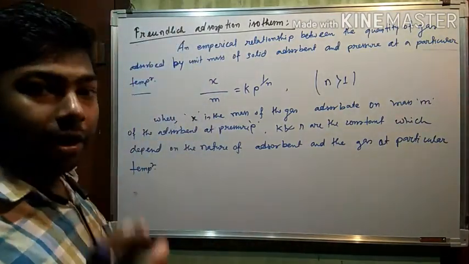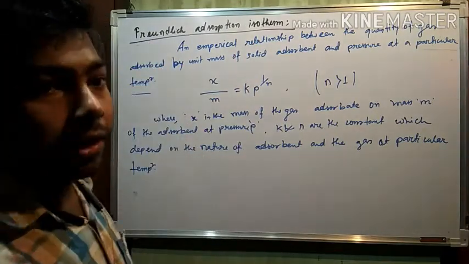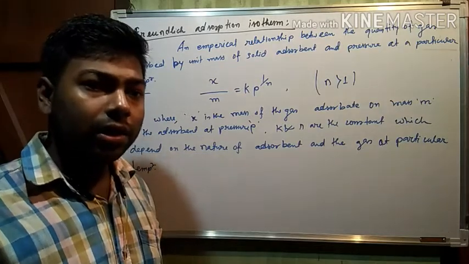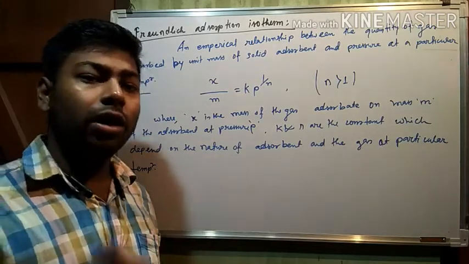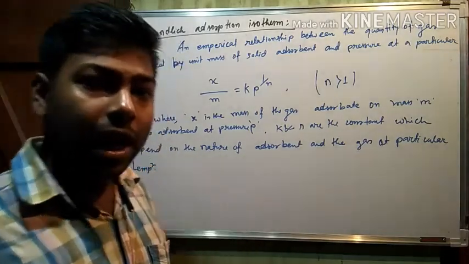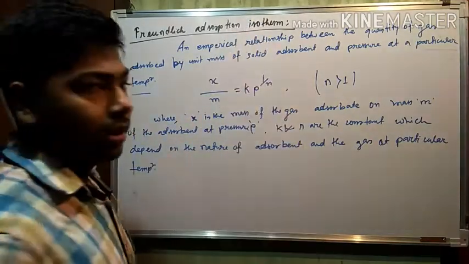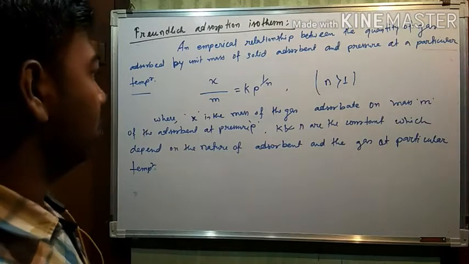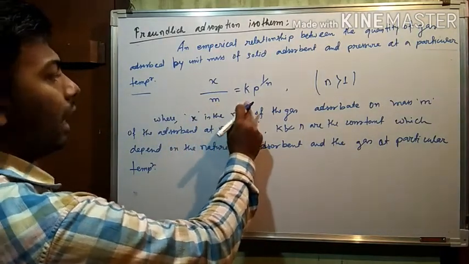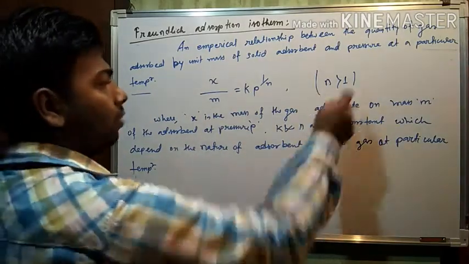See, the empirical formula which is given by Freundlich is based on a particular temperature. That means in a particular temperature, the Freundlich isotherm is a particular graph. If we change the temperature, then obviously the adsorption process or the graph, that means isotherm graph, may vary. Now see, the empirical formula is x by m equal to k p to the power 1 by n, where n is greater than 1.